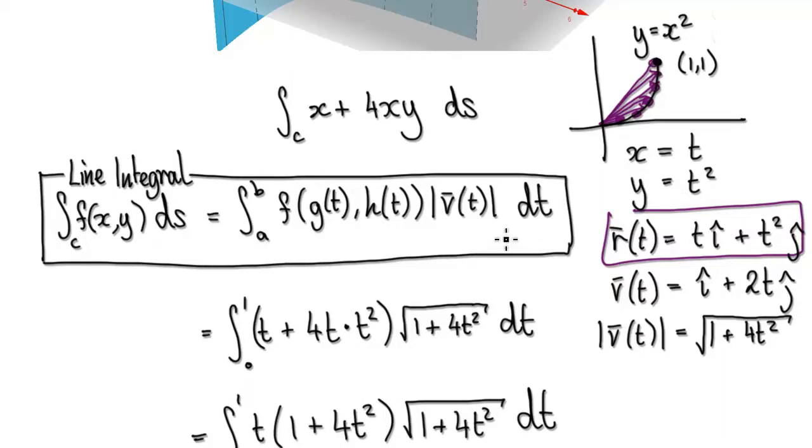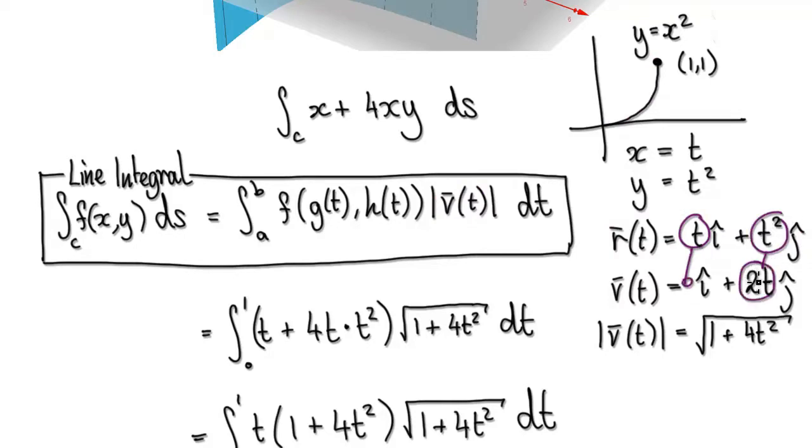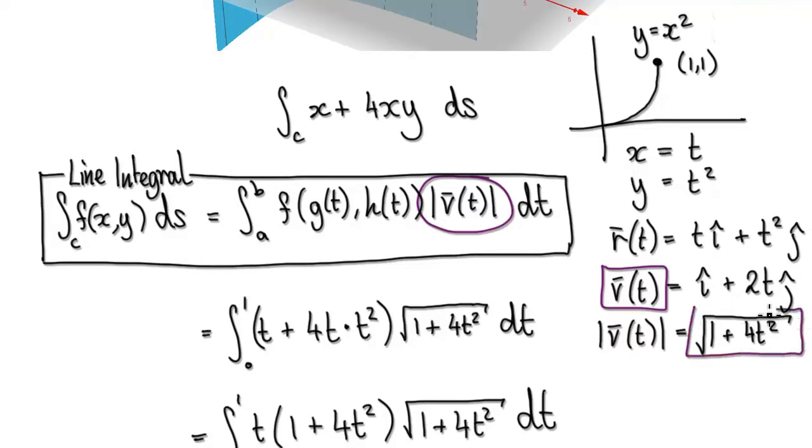And then if you want to know your speed, you have to differentiate it. When you differentiate it, it gives you your velocity vector. When you differentiate this, it will be 1, and when you differentiate this, it will be 2t. This is your velocity vector, but we want speed. We want the magnitude of the velocity, so use Pythagoras, and this will be your speed.